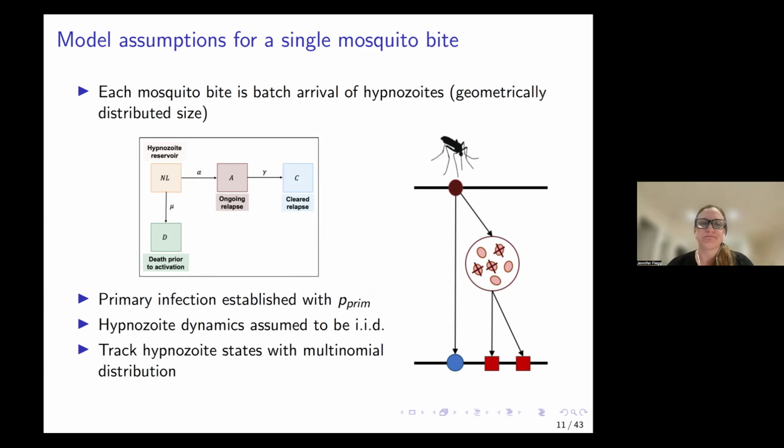Thanks. Nice. Yeah, so if we assume that the hypnozoites are independent and identically distributed, and that is an assumption that we have to make in order to move forward with the model, then tracking the state of all the hypnozoites turns out to be a multinomial distribution. And the probabilities in that multinomial distribution are the analytic probabilities from the continuous time Markov chain, the Kolmogorov forward differential equations that I showed you earlier.